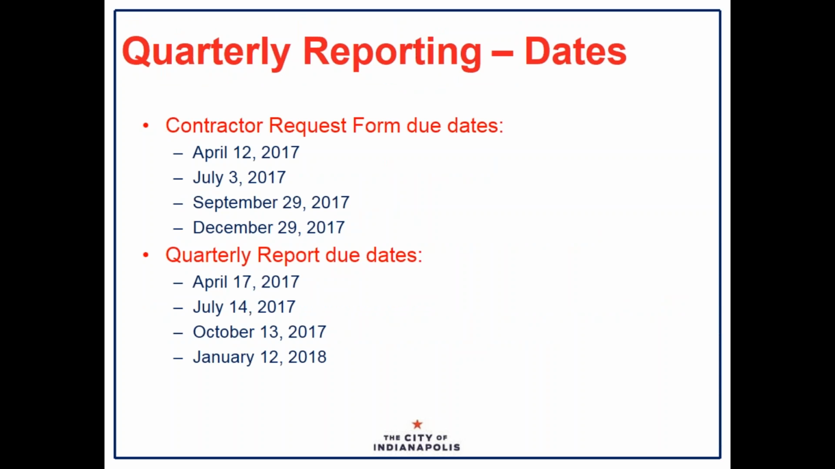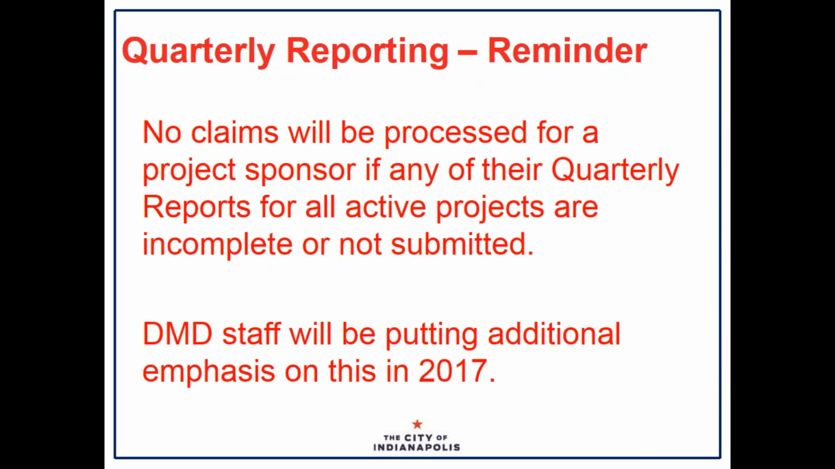And again, for these quarterly reporting dates, April 12th is the due date for the contractor request forms, and again in July, September, and December. And the quarterly report due dates themselves are next Monday, April 17th, and then in July, October, and January of next year. Just a reminder one more time, no claims will be processed for a project sponsor if any of their quarterly reports for all active projects are incomplete or not submitted.